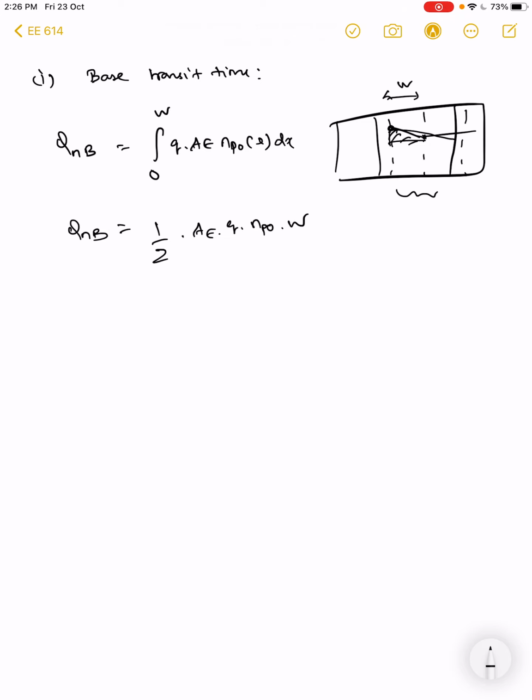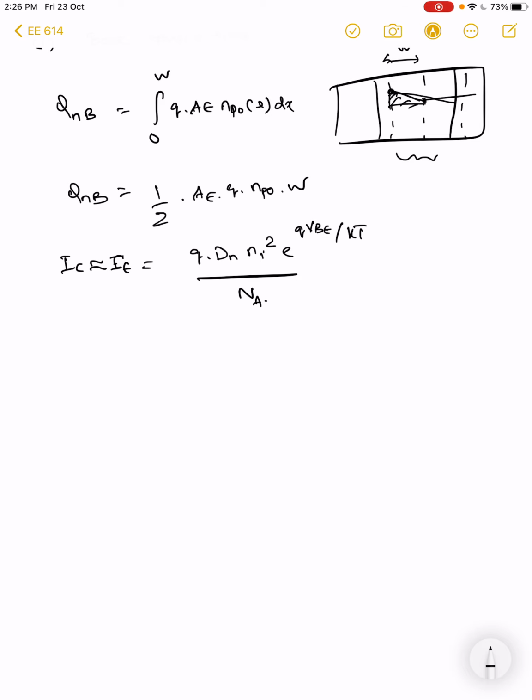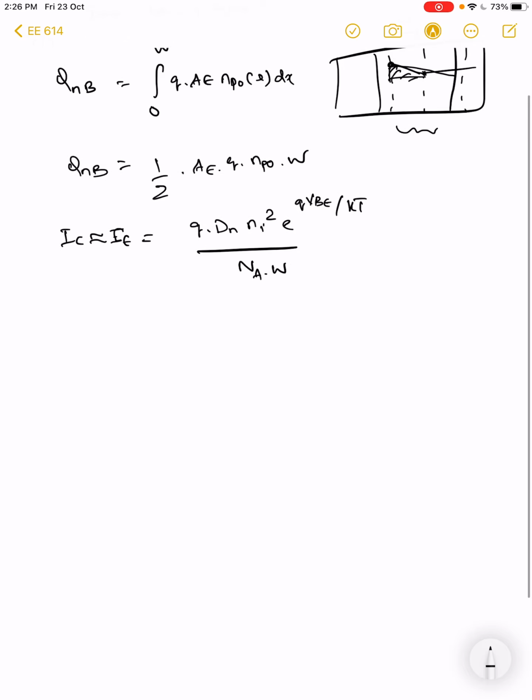And we also know that the collector and the emitter current are written as Q Dn Ni square e power Q VBE by KT. So with this, the actual time of base transit will turn out to be QNB by IE, which, if you substitute, will come out to be W square by 2Dn.